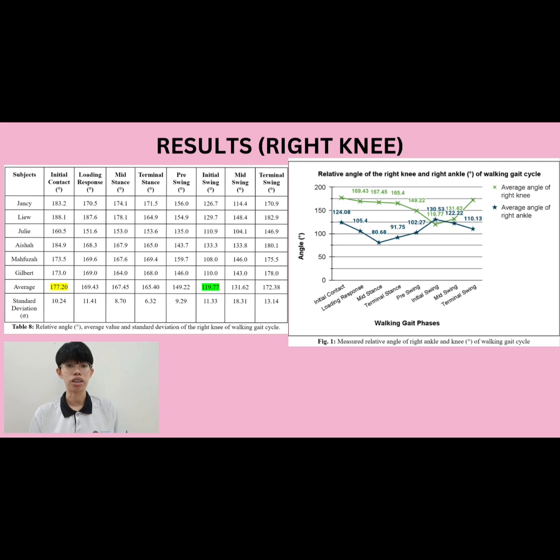Based on the graph, we can see that there was a significant difference in the average, or mean, between all the subjects. The highest average value shown in the table is 177.20 degrees, which is during the initial contact phase, whereas the lowest can be seen during the initial swing phase, which is recorded as 119.77 degrees. As for the standard deviation, it is recorded in the range from 6.32 to 18.31 in the table.